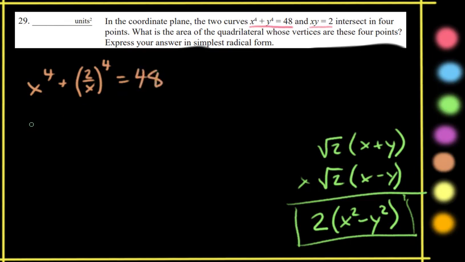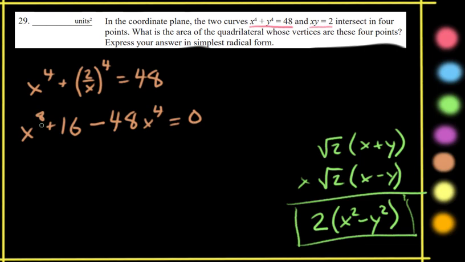And now I can multiply both sides by x to the fourth, and I get x to the eighth plus 16, which is 2 to the fourth. The x to the fourth cancels out, and that is going to be equal to 48. Oh no, it's going to be 48x to the fourth. So I'm going to subtract 48x to the fourth to put it on the same side of the equation so that I can get a quadratic in x to the fourth.